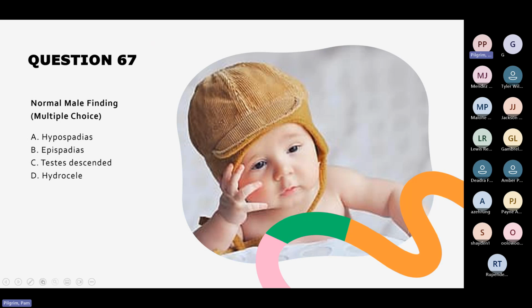What is a normal finding in a male baby? What is normal? Okay, so out of these answers, the answer is C. The testes are generally descended in a full-term baby. Hypospadias or epispadias is when the urethra is either on the top or the bottom of the penis, and hydrocele would not be normal either. So in this answer, the answer is testes are descended.